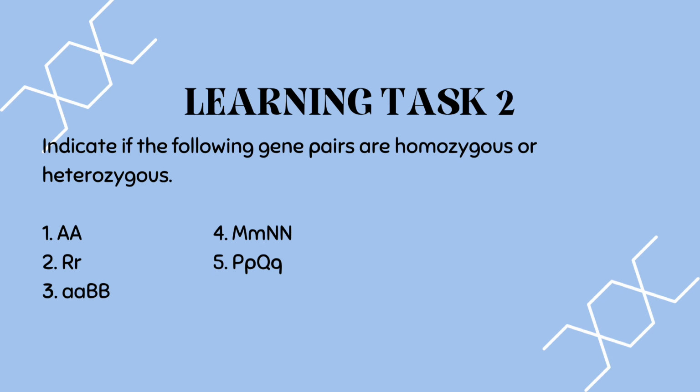We have 2 small letter a and big letter B. What is your answer, class? Correct. There are 2 gene pairs. We have aa and BB. So, both are homozygous or heterozygous? Correct. Homozygous. Now, number 4, we have an example of capital M, small letter m, and capital letter N. Okay, so Mm is heterozygous and NN is homozygous.